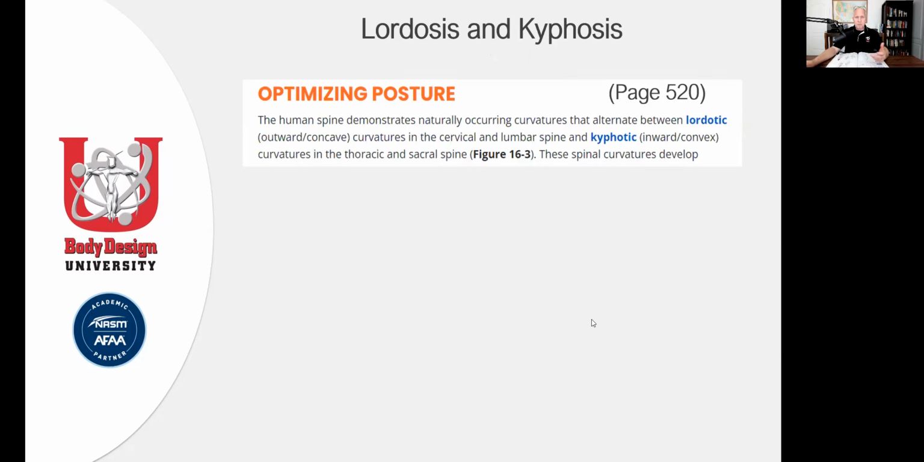So what was the problem here? Well, all I did was I just cut and pasted this one part at the very top of page 520, optimizing posture. It says that the human spine demonstrates naturally occurring curvatures that alternate between lordotic. And here is where the problem occurred. You know, don't want to beat it up too bad. There's the word and there's the word. They just should have been switched. That's all.